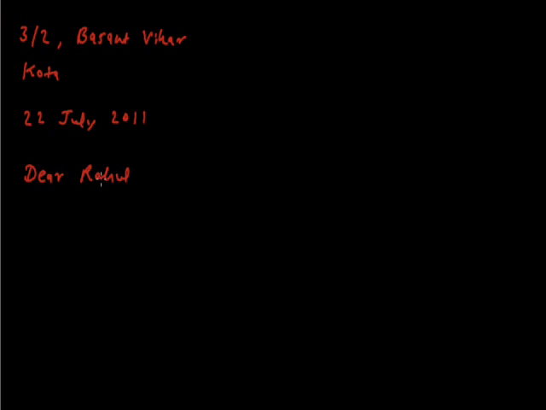I write my address first in the left hand corner, 3/2, Basant Vihar, Kota. Then I put the date here, 22 July 2011. Here I address my friend. See, I'm leaving a line here, and then I address my friend. Dear Rahul, you don't put any comma here. Then leave a line, and start the paragraph here. Not there, here.